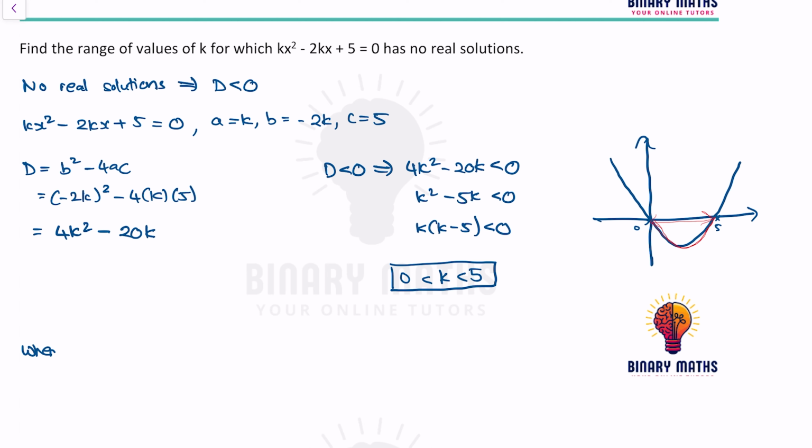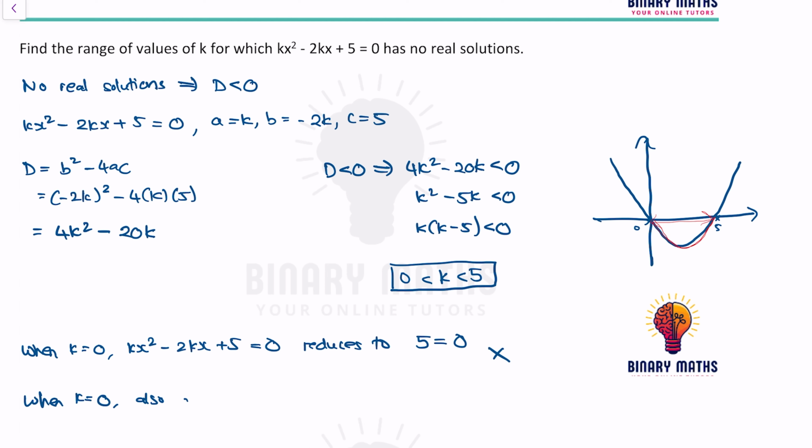So when k is equal to 0, what happens to my equation? Then kx squared minus 2kx plus 5 is equal to 0 reduces to: kx squared becomes 0x squared, minus 2kx becomes 0. So all it reduces to is 5 is equal to 0. Now this statement is false. Because this statement is false, that means when k is equal to 0, there is no solution.